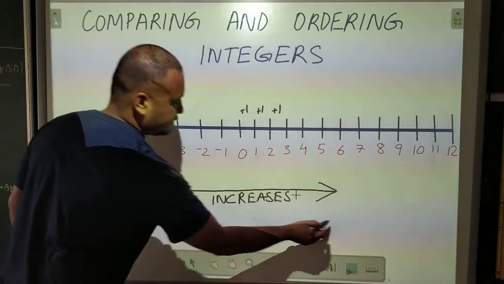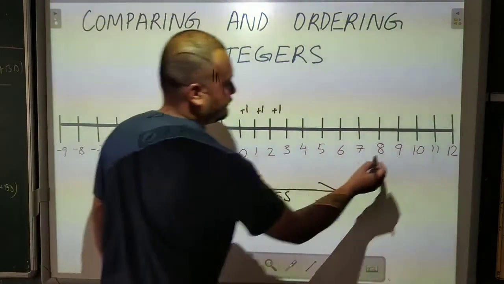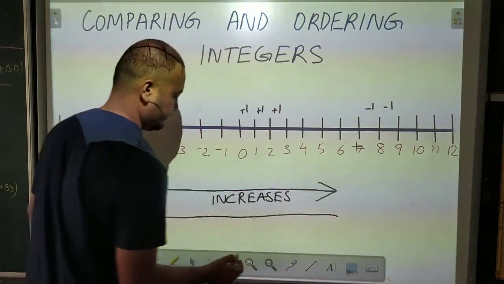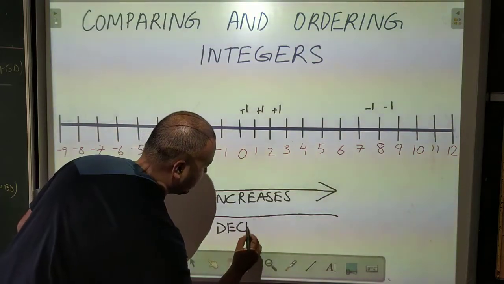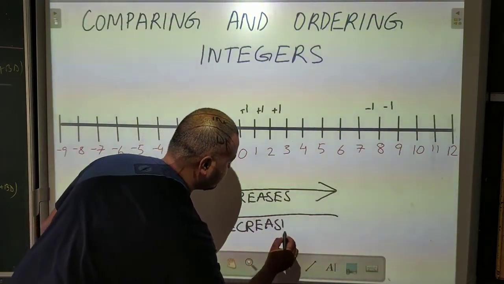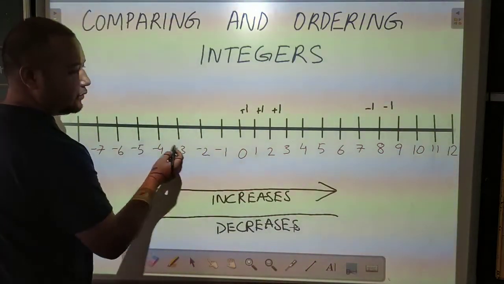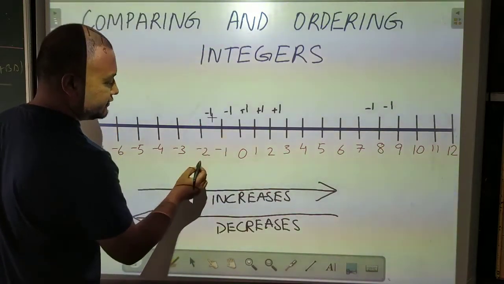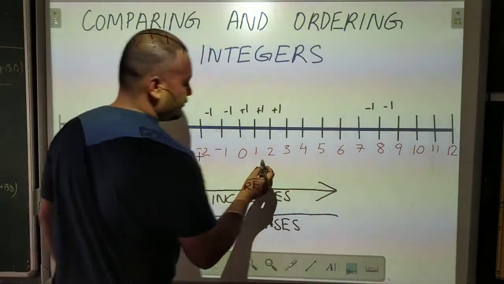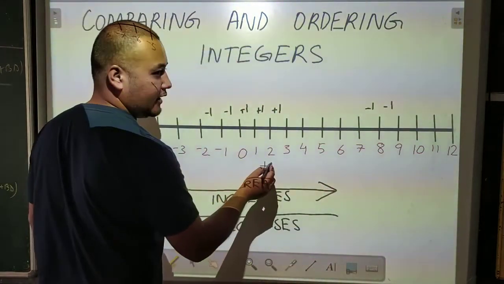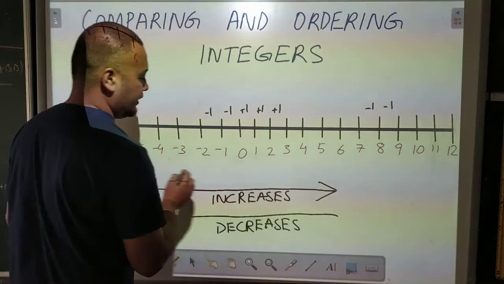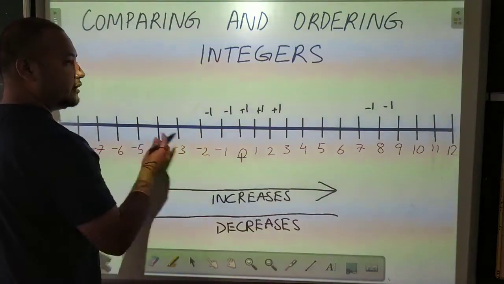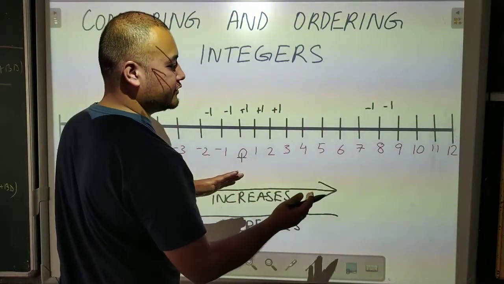And when you move to the left, what happens? From here, 9 minus 1 gives you 8. 8 minus 1 gives you 7. So when you move to the left, the value decreases. It's the same thing with negative numbers. 0 minus 1 gives you minus 1. Minus 1 minus 1 gives you minus 2. So as you can see, all the positive numbers are bigger than 0 and the negative numbers. And all the negative numbers are smaller than 0 and the positive numbers. So whichever number is on the left is smaller than whichever number is on the right.